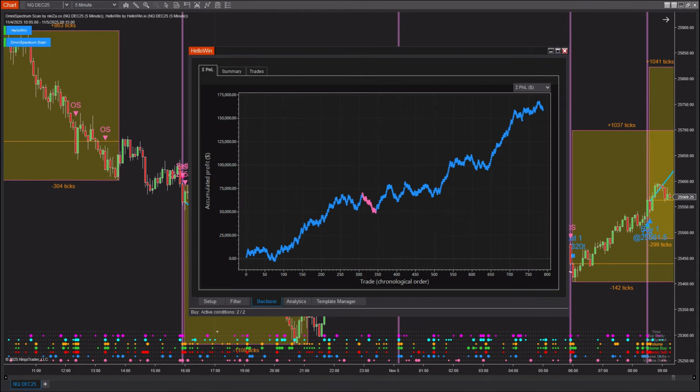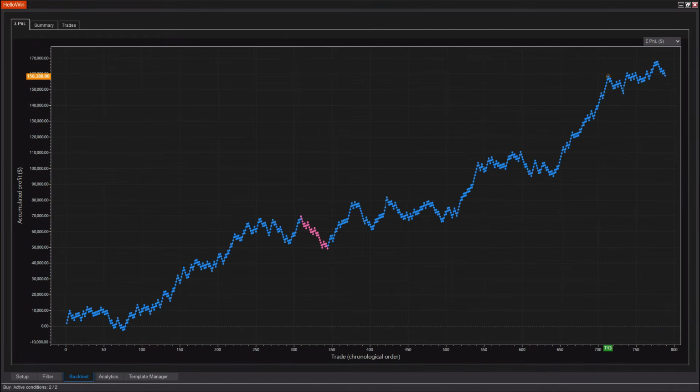And here is the P&L chart from our one-year backtest. As you can see, the equity curve grows steadily and consistently, with no major drops along the way. This indicates that the system performs reliably, and the momentum generated by the OmniSpectrum Scan signal is sustained throughout the entire year.